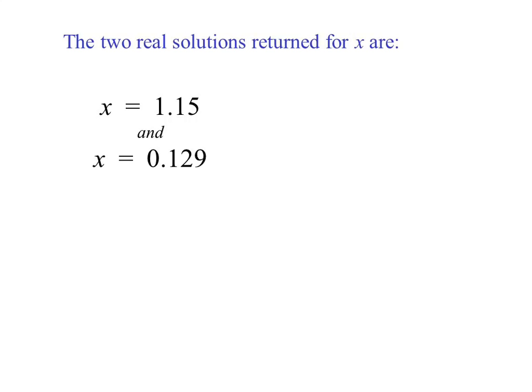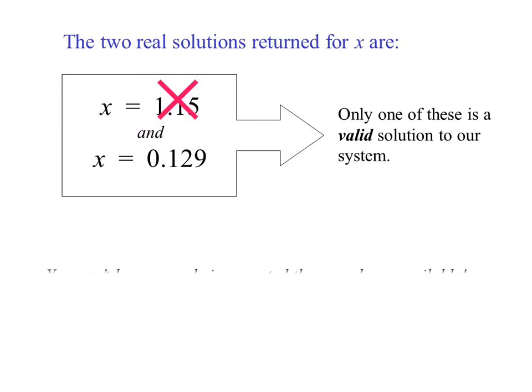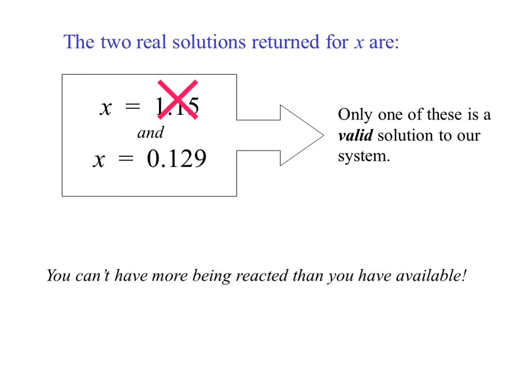Just to remind you what that ICE table would look like. Do you see where the 1.15 does not make sense? Right here, you can't subtract more than you start with, okay? But the other root is fine. So then to finish up, what we're going to do is to take that x and plug it in the last row and come up with the real equilibrium concentrations for those three species.